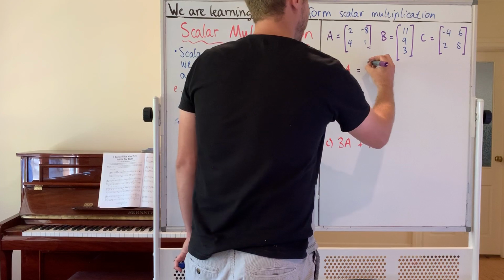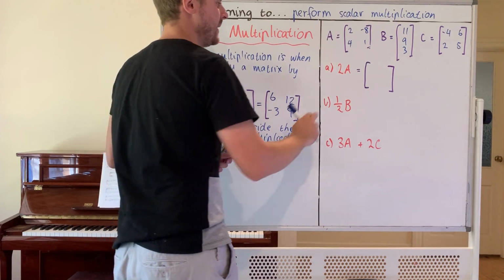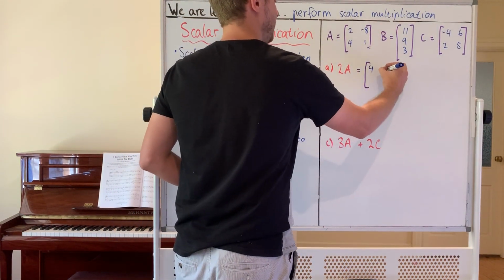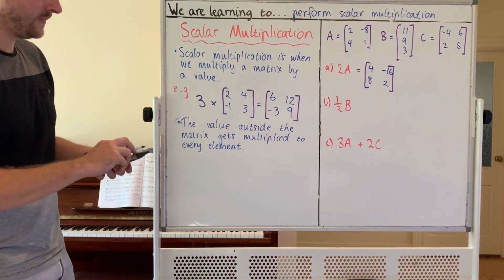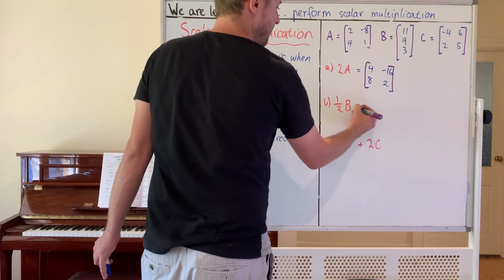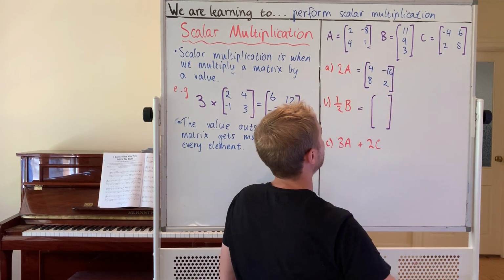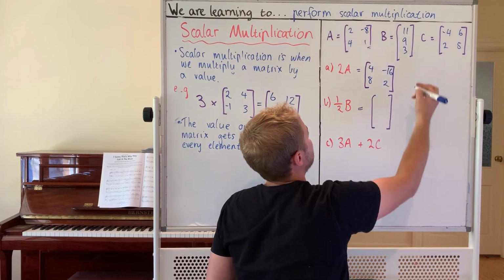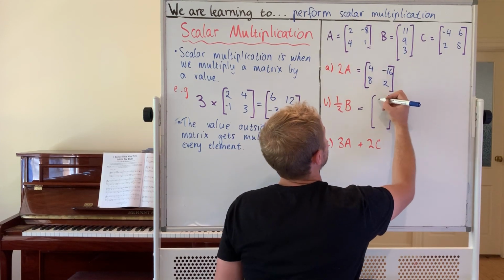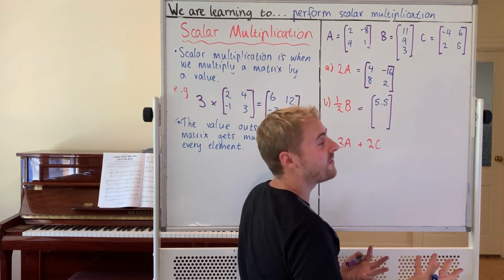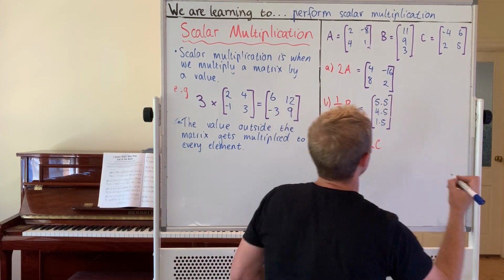All right, so 2A, pretty straightforward. Take matrix A, multiply all the elements by 2. So 2 times 2 is 4, 2 times -8, 2 times 4, and 2 times 1. And that's our answer. Again, question B, pretty straightforward. Alright, so half times all the elements within B. Doesn't matter if you write your answer as a fraction or a decimal, doesn't matter. So half times 11 is 5.5 or 11 over 2, depending on how you want to write it. 4.5 and 1.5.